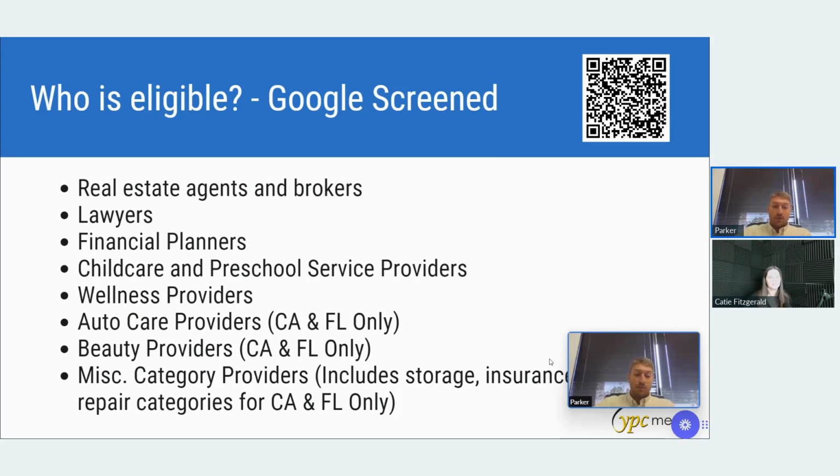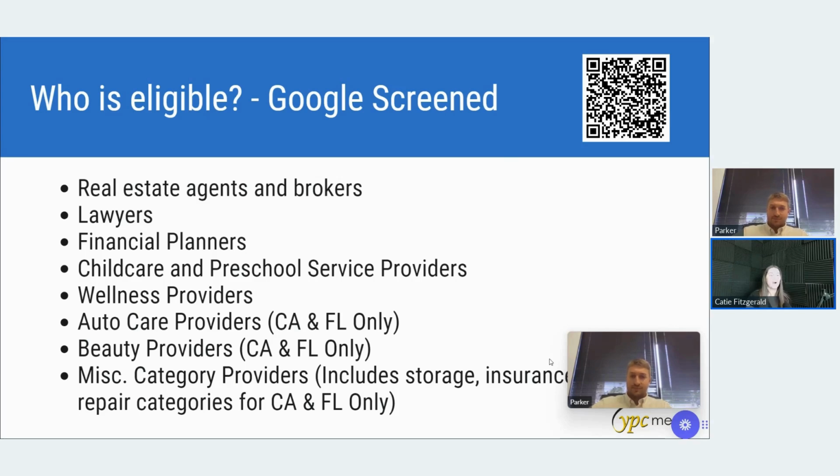Beauty providers is the same, and then in the miscellaneous category, it's also California and Florida, and that's where our insurance agents are located as well. It's very interesting that Google has put you down in that point. But again, insurance agents, this is still something for California and Florida at the moment. It's been a really rigorous process for Google Screened, and it is a little newer for the professional services side. I know there are a lot of insurance agents on our webinar today, so if you are in California or Florida, you can definitely give it a try.